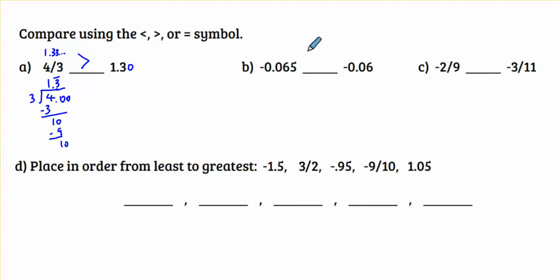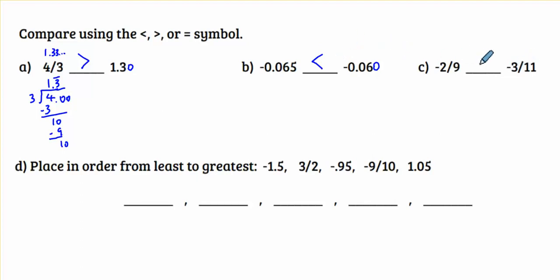For this one, they're both in decimal form, which is helpful. Since this one has 3 digits behind the decimal, let's just go ahead and add a 0 so we can compare it evenly. So this is 65 thousandths. This is 60 thousandths. Well, normally, if they were both positive, 65 would be bigger than 60. But since they're both negatives, it's exactly the opposite. So 65 thousandths is going to be less than 60 thousandths. So that would be your symbol there.